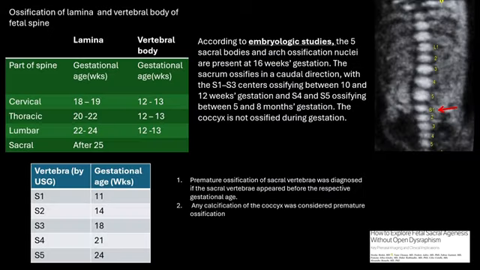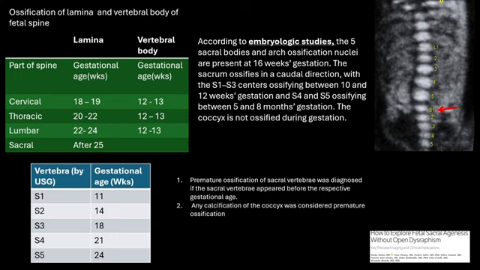This table shows the timing of ossification of both vertebral body and lamina across different spinal regions. The vertebral body ossifies uniformly between 12 to 13 weeks in cervical, thoracic, and lumbar regions. In contrast, the lamina ossifies later, around 18 to 19 weeks in cervical spine, 20 to 22 weeks in thoracic spine, and 22 to 24 weeks in lumbar spine. Only after 25 weeks is there consistently recognizable ossification of the arch in the sacral region.